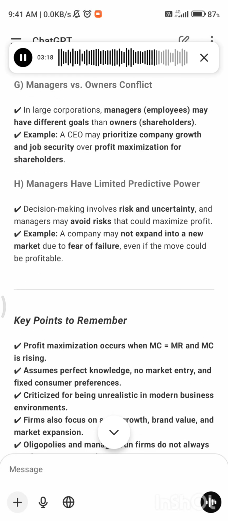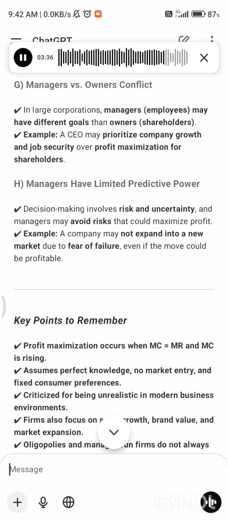G. Managers-owners conflict. In large corporations, managers-employees may have different goals than owners, shareholders. Example: a CEO may prioritize company growth and job security over profit maximization for shareholders.